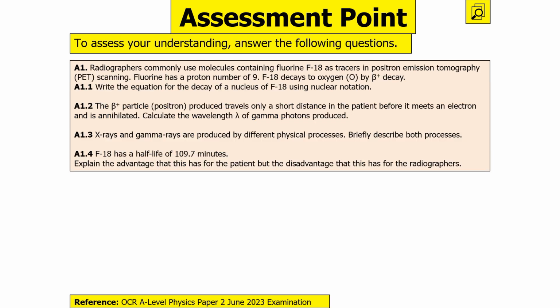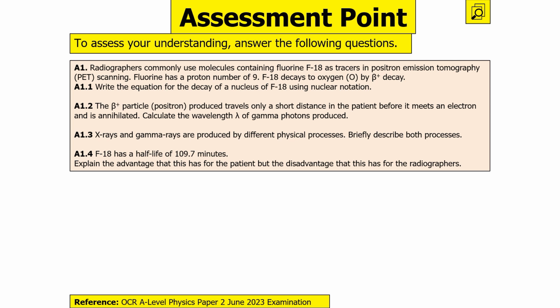The next question says, radiographers commonly use molecules containing fluorine as tracers in positron emission tomography scanning. Fluorine has a proton number of 9 and decays into oxygen by beta plus decay. Write the equation for the decay of a nucleus of fluorine using nuclear notation. The beta plus particle produced travels only a short distance in the patient before it meets an electron and is annihilated. Calculate the wavelength of the gamma photons produced.